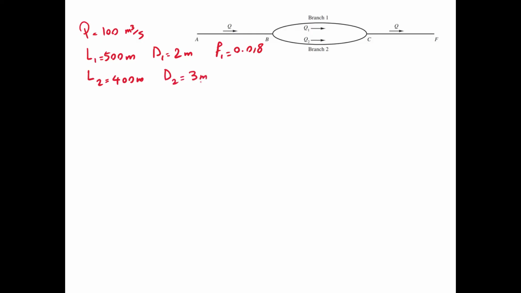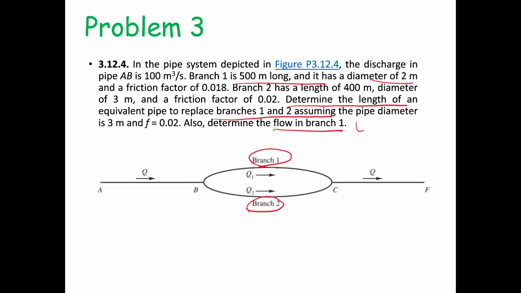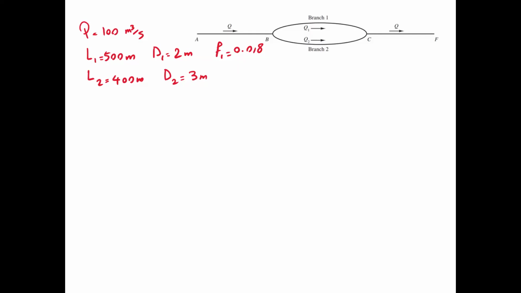D2, 3 meter. Am I right? Am I writing the correct one? Yeah. Okay. F2 was 0.02. It asked for what is the L of equivalent if I'm going to replace both pipes with one. And what is Q in branch 1?